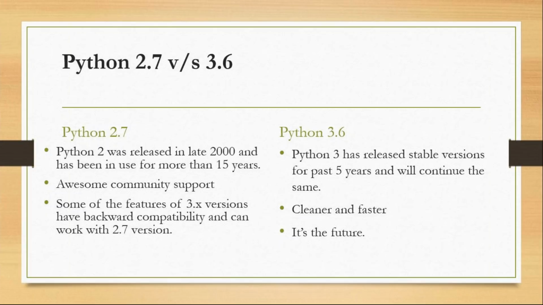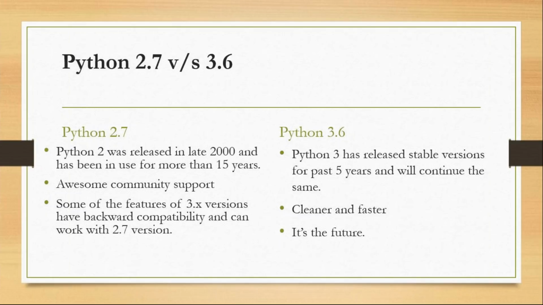so more than 15 years ago. At that time there was very good community support for Python 2.7, and some features were better than in 3.6. But after 5 to 6 years, there won't be community support for 2.7. So if you start learning 2.7 from now onwards, it won't be a good option as per my understanding. So my recommendation is Python 3.6.